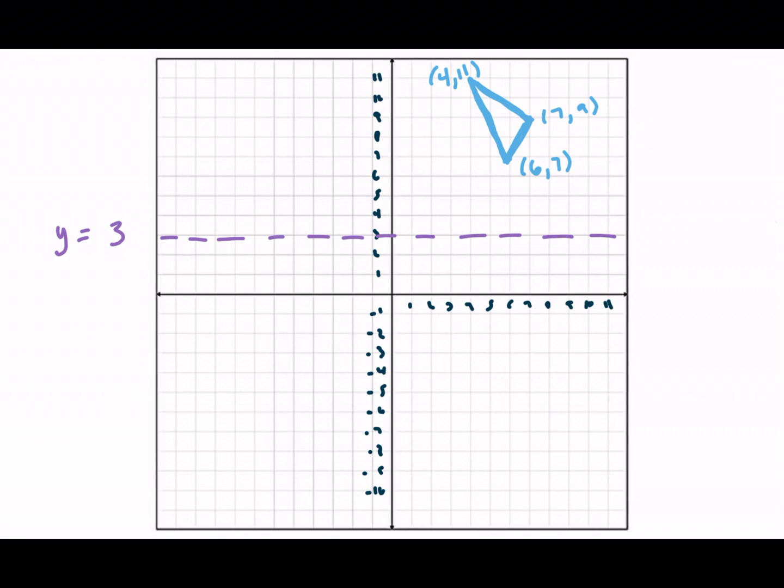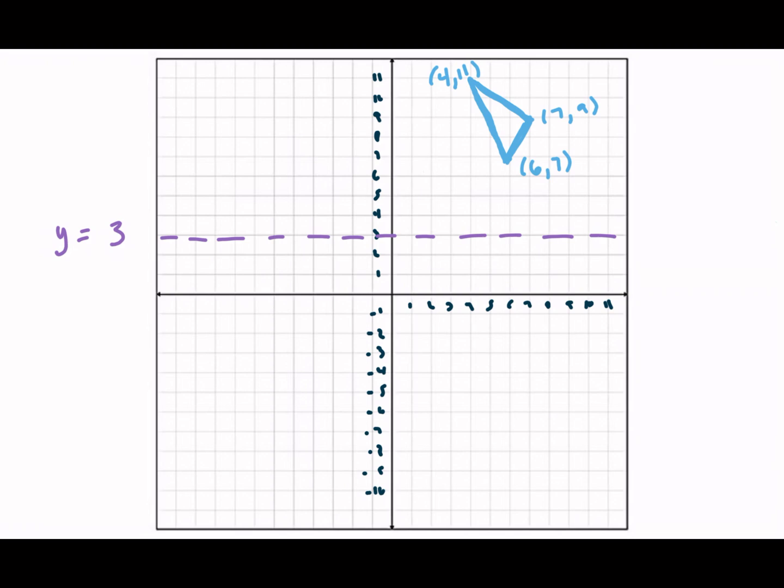So let me show you what I mean. Notice how I plotted my triangle in blue. This triangle is from our first transformation, the translation. Now I need to reflect over the line y equals x. So I'm going to reflect each point one at a time.